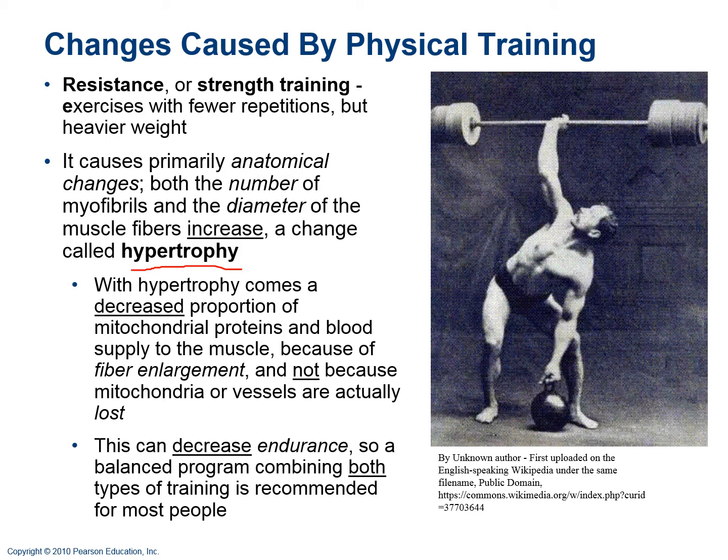With hypertrophy comes a decrease in the proportion of mitochondrial proteins and blood supply to the muscle. It's not because you're losing mitochondrial proteins or blood vessels, it's just that the myocyte itself is getting larger. So the proportion changes. Unfortunately, this can decrease endurance. So to be healthiest and to have the best training for our muscles, we really need a balanced program that combines both endurance training and resistance training.